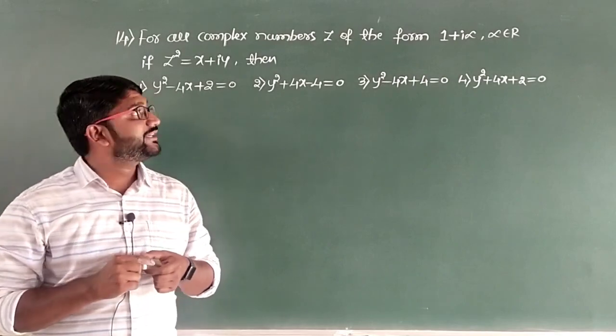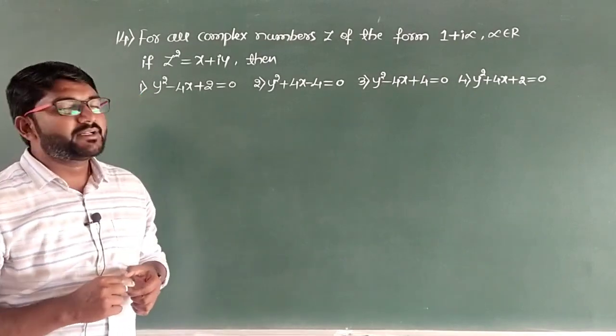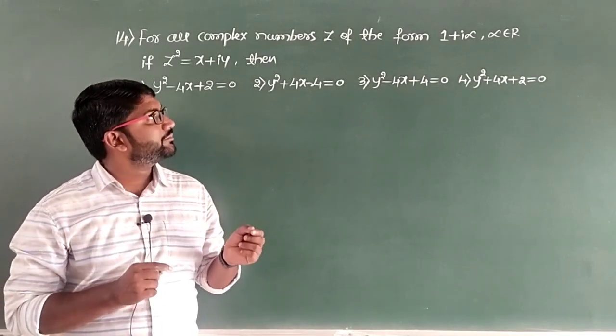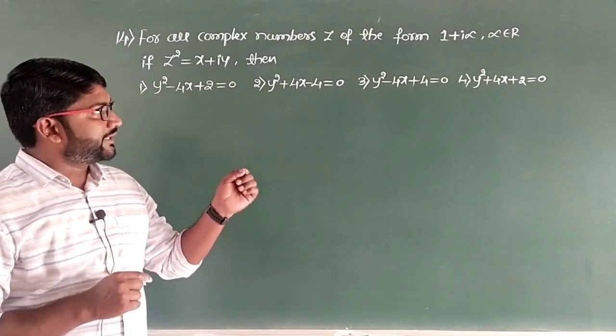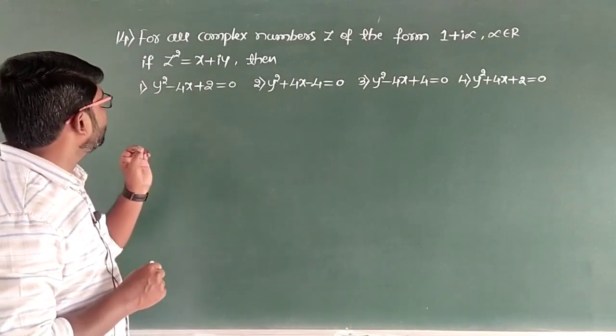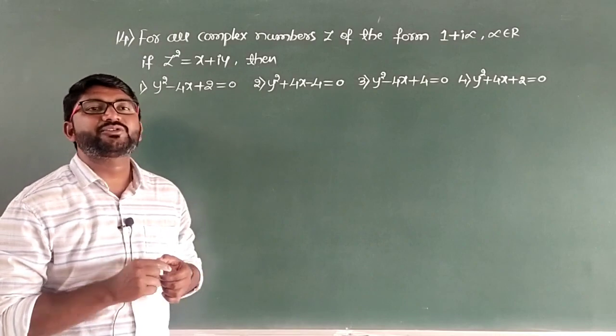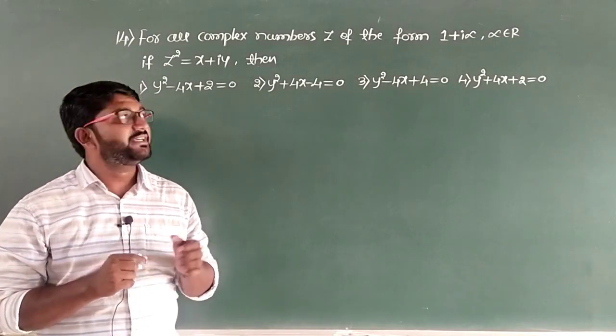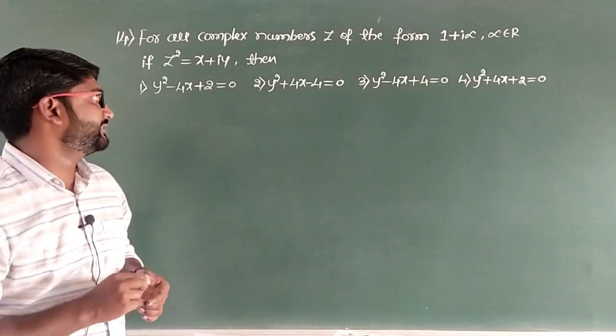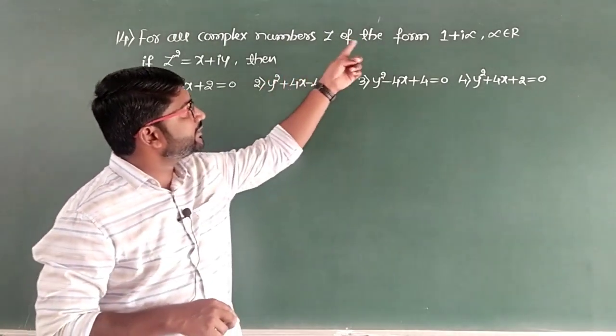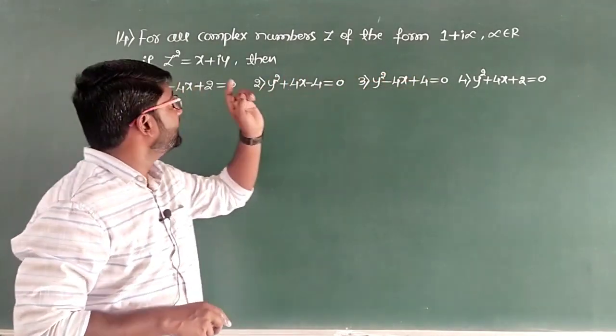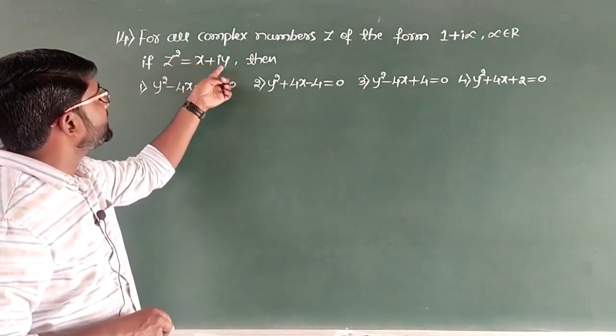Well, question number 14, it is for all complex numbers z of the form 1 plus i alpha, where alpha belongs to real numbers, and if z square equals x plus iy, then we have to find the condition. So here z is nothing but 1 plus i alpha, and here it has been given z square equal to x plus iy.